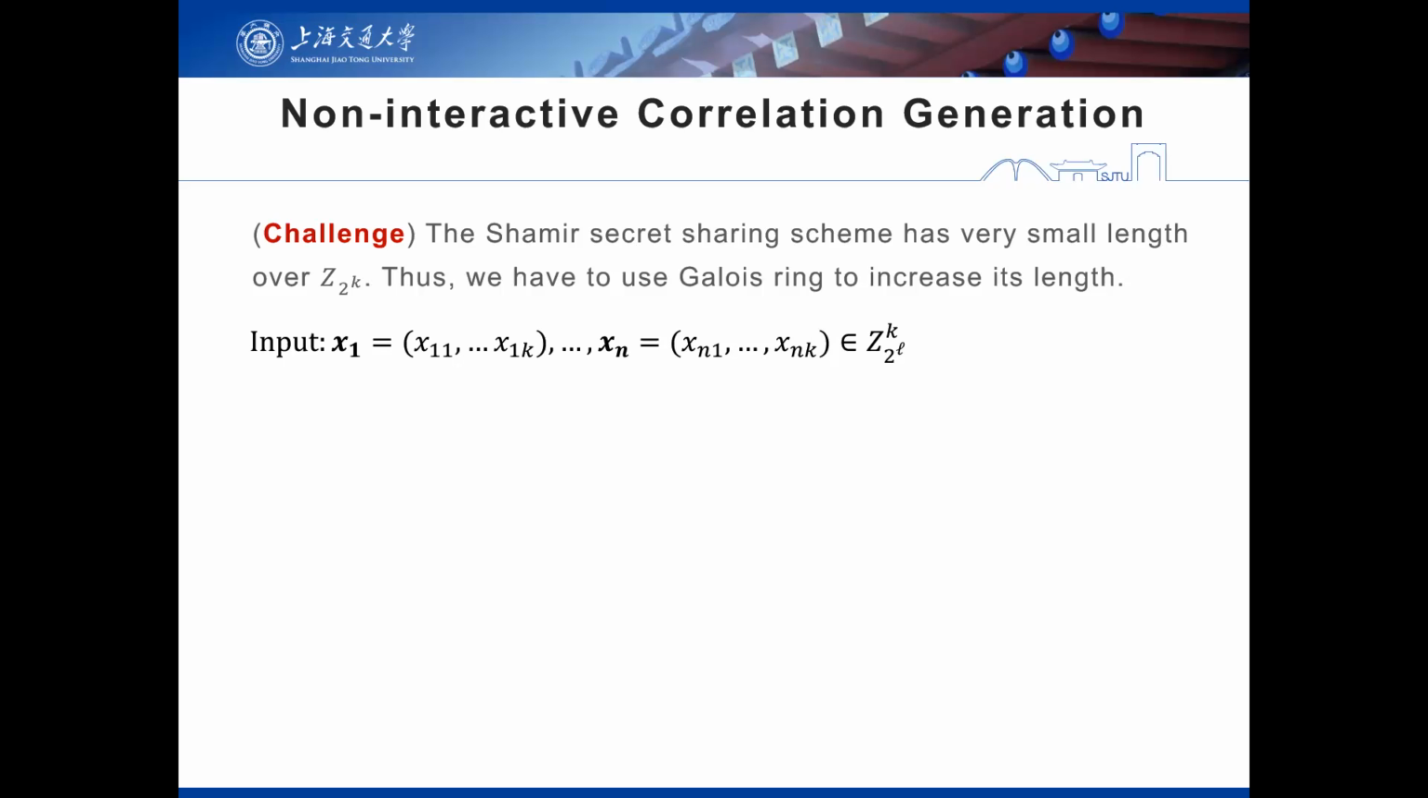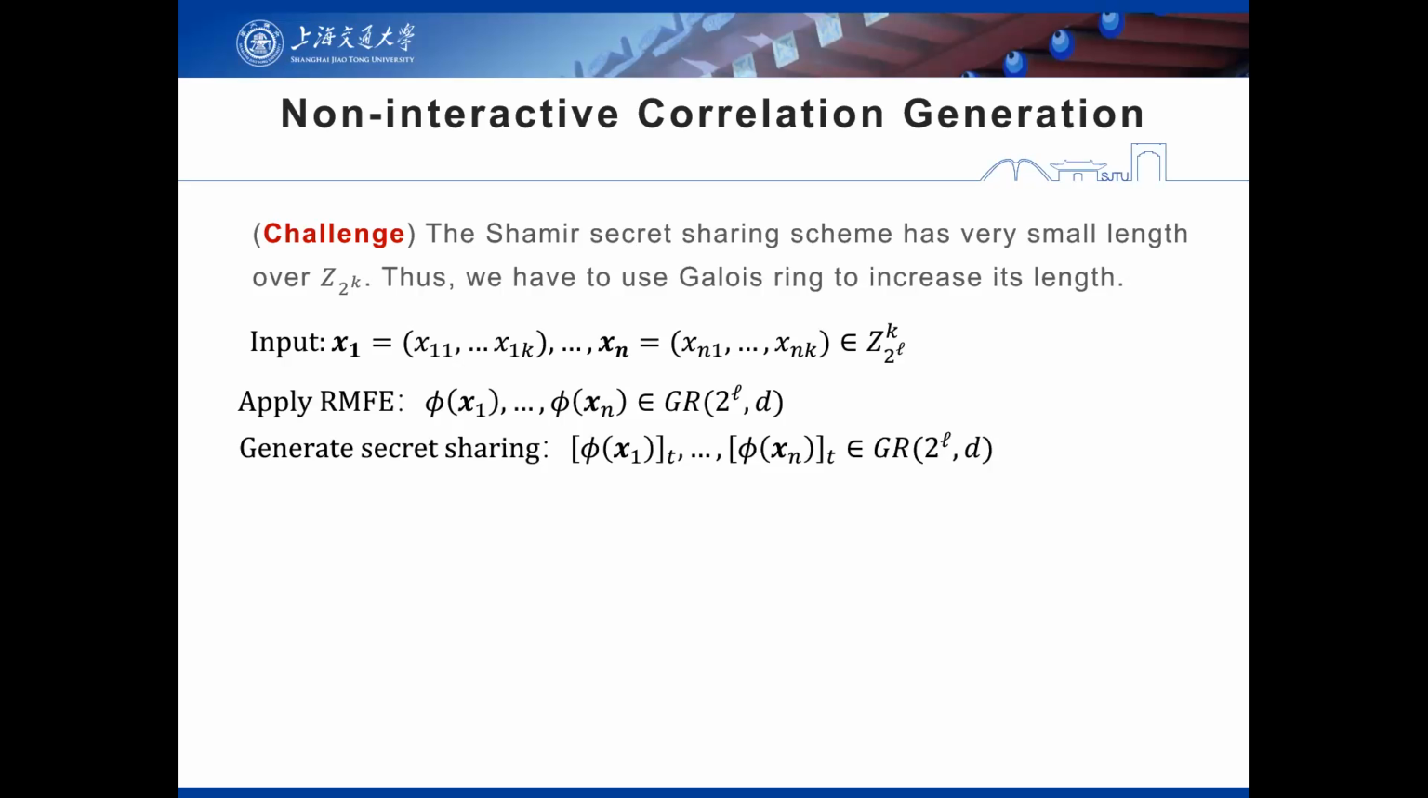Okay, so then we compute this input. We have inputs x1 to xn. It's a vector space, so they're vectors instead of single elements, and then we use the RMFE to map them to a Galois ring, which is bigger, and then we generate the Shamir secret sharing over the ring based on phi(x1) to phi(xn), these inputs. And then we generate the correlations according to our previous slide, and we get this phi(y1) to phi(yn). So we know that the degree will grow higher because this function f is a degree d correlation.